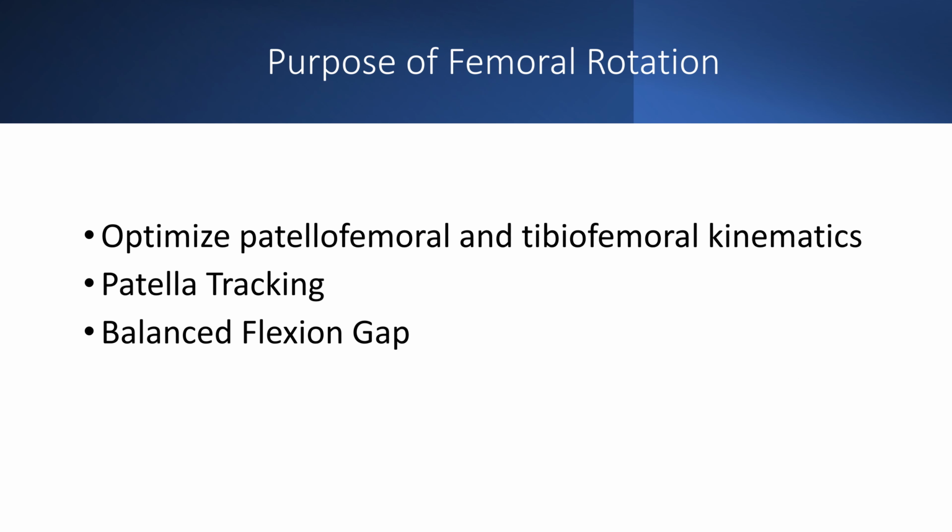But before we get into the technical aspects, it's important to step back and understand why we place such an emphasis on femoral rotation. Femoral rotation is one of the most difficult aspects to measure in joint replacement because it involves the third axis and it doesn't necessarily show up on X-ray. And the main purpose is, number one, to optimize the relationship between the patella and the femur, and that's called patellofemoral mechanics. And secondly, to optimize the relationship between the tibia and femur in flexion. So we're looking at, number one, patella tracking, and number two, having a balanced flexion gap. And I'll show you what that means as we move along.